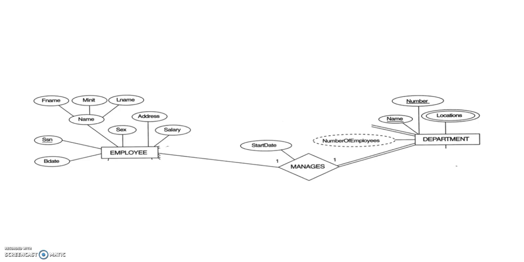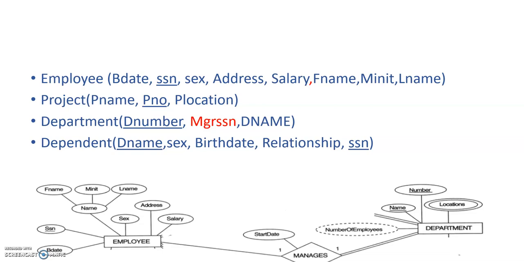In this case, we can take the primary key of employee and we can put that employee social security number in department table. That means here the relationship is manager. So here we are putting manager social security number. So we can make manager SSN. So the department table contains one more attribute, manager SSN.